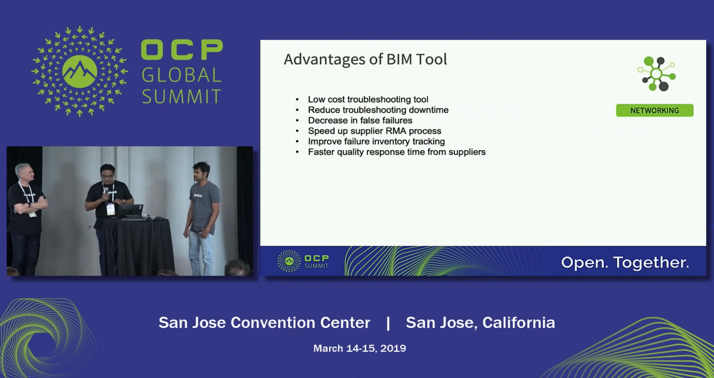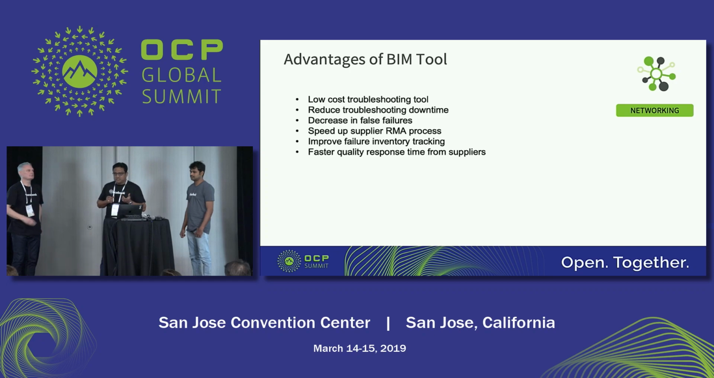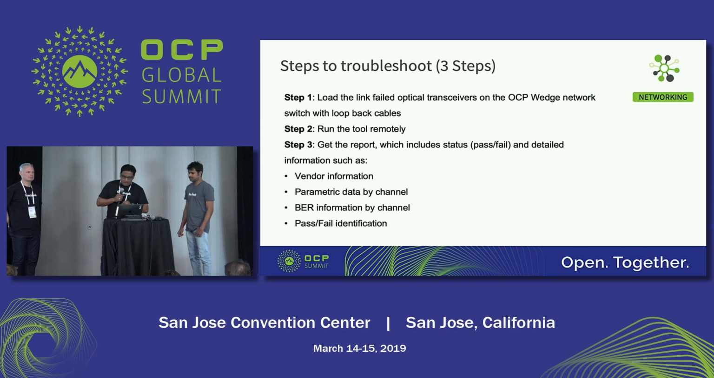So here are a few advantages. What we see right now is it's a low-cost troubleshoot because you don't need any external equipment. It also reduces the troubleshoot time significantly, speeds up the RMA process, and improves the failure inventory tracking system inside our data center. And also there's a faster response to the supplier, so we can work with the supplier to find out the root cause proactively and quickly if we know the failure. With that said, I will pass it to Ashwin, who will go over the steps and the software process.